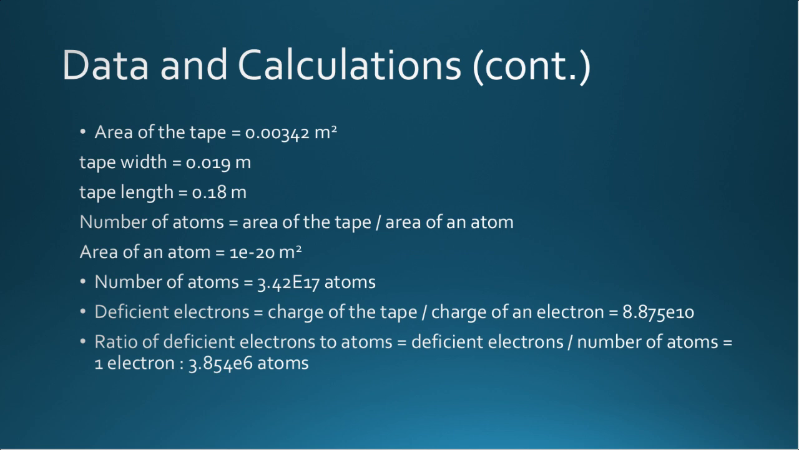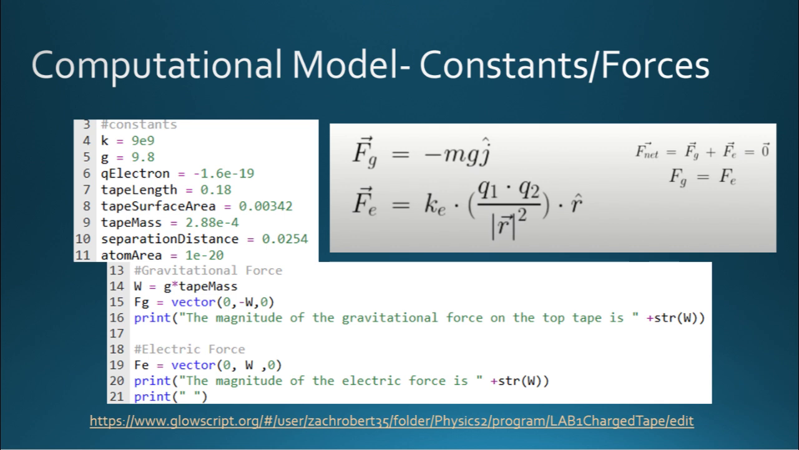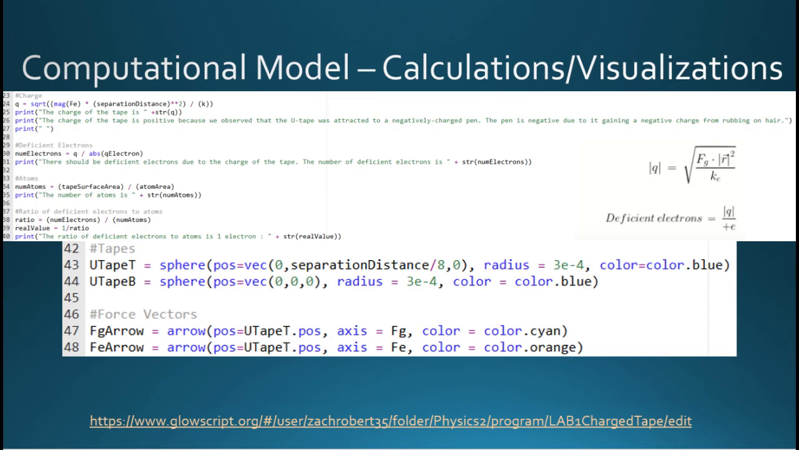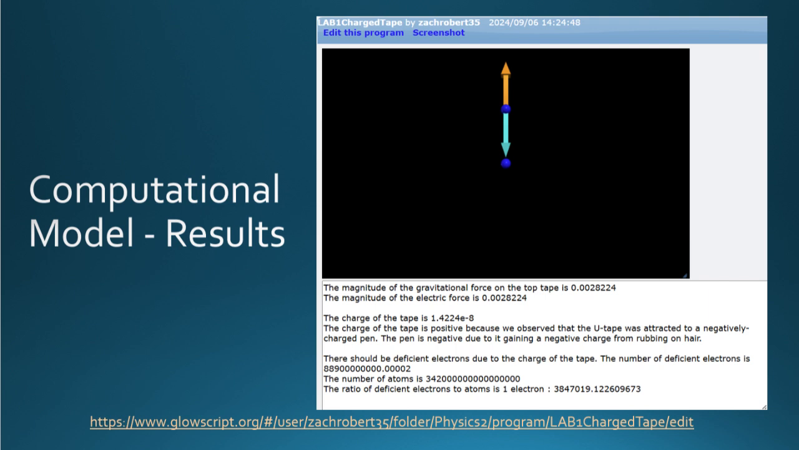The constants are represented in the code here, and the forces acting on the object are translated into code here. The equations for the forces are shown here, and they're translated into the GlowScript shown below. Here is a visualization code here that creates the point charges and shows the arrows of the forces acting on them, and the text for the quantities are shown here. These are the results. The numbers match our calculations, and a visualization model is shown.